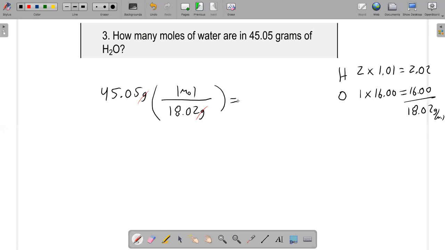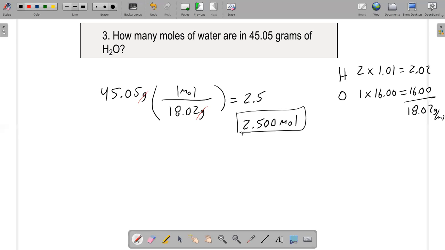So that's exactly, let's see, 45.05 over 18.02. It comes out to be exactly 2.5, but because each of those values has 4 significant figures, this should be expressed with 4 significant figures. So 2.500 is the correct quantity in moles.